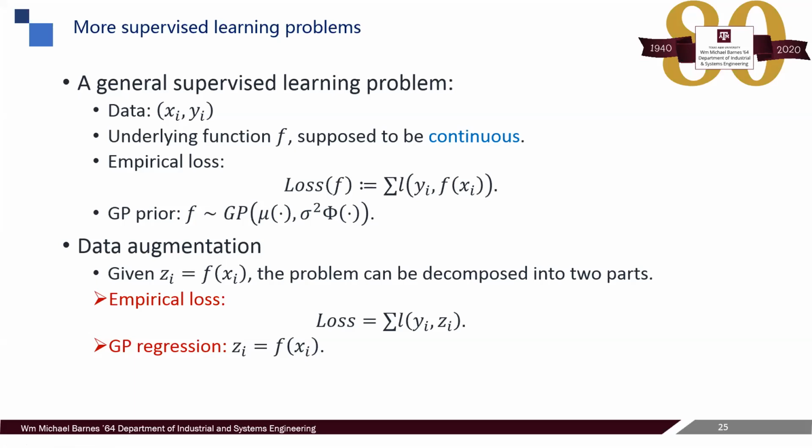And how to solve this problem? Basically, the idea is so-called data augmentation. Data augmentation is a term in Bayesian computation. So the idea is that we augment some intermediate variables. Here is f of xi. We denote f of xi as zi. Then this problem can be decomposed into two parts. The first part is the empirical loss, which is the same as a general machine learning problem. The second part is the GP regression, right? Because zi is f of xi, then if zi is known, then this problem go back to the Gaussian process regression, as we discussed earlier.